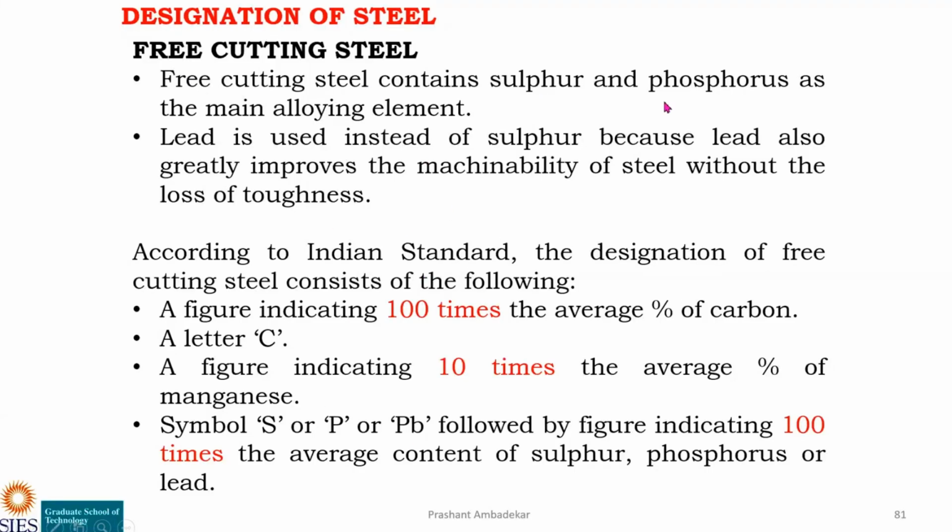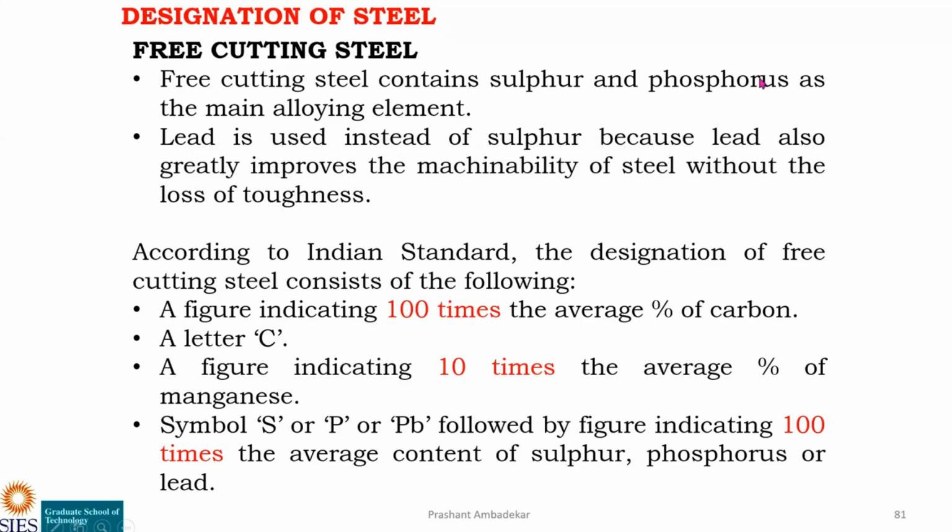Free cutting steel contains sulfur and phosphorus as the main alloying element. So a free cutting steel is basically a plain carbon steel. And in the plain carbon steel, what is added? Sulfur is added, phosphorus is added, or sometimes lead is added.